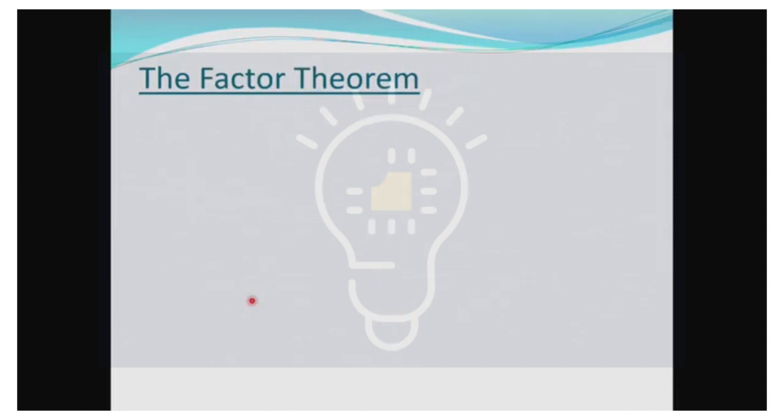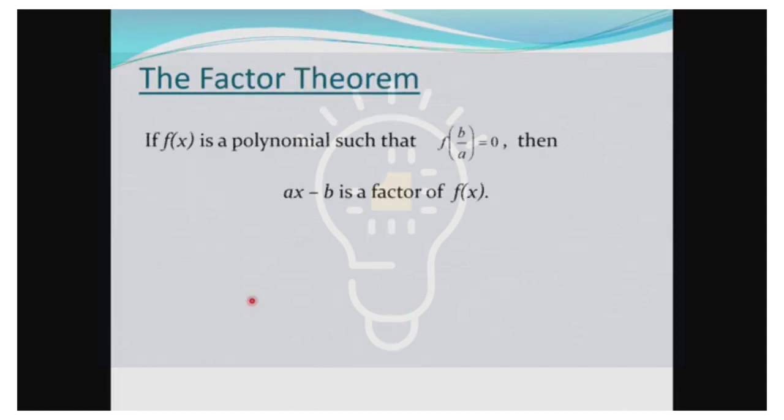Now, taking this a step further, we're going to the factor theorem. What the factor theorem is saying is, if f of x is a polynomial such that f at b over a is equal to 0, remember, this f at b over a is the remainder, then if the remainder is 0, the conclusion says ax minus b, which was our g of x, the polynomial that we divided with, is a factor of f of x.